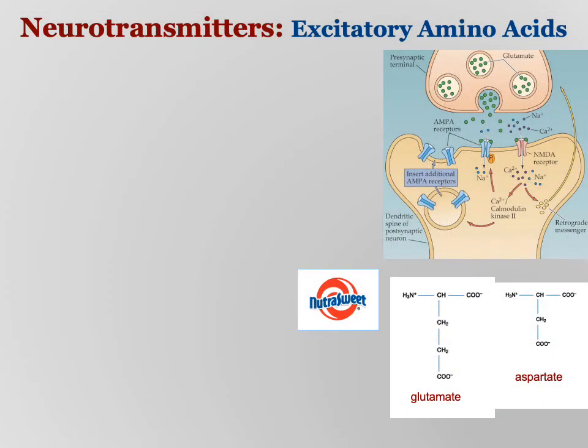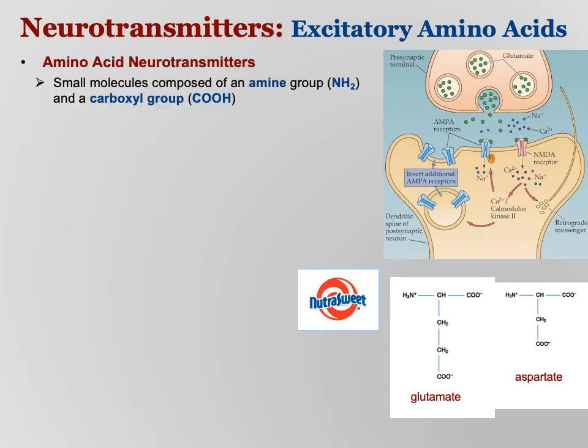So, okay, let's look at some excitatory amino acids. Our first general category of neurotransmitters are amino acid neurotransmitters. Remember, amino acids are what make proteins. 20 to 22 amino acids are common in the human body. They make the proteins that you use all through your body, both for structure and for function. But some amino acids can double as neurotransmitters. Your body is very efficient, using the same molecule for different purposes. Make proteins out of it, also use it as a neurotransmitter. So amino acid neurotransmitters are small molecules composed of an amino group, NH2, and a carboxyl group, a carboxylic acid, COOH.